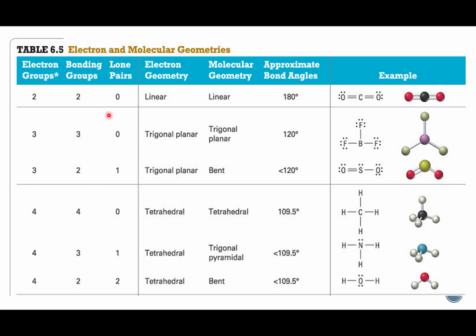Okay. So if we look down here, we use water as our example. That's the last one we looked at. Water had 2 bonding groups, and then water also had 2 lone pairs. So 2 bonding groups, 2 lone pairs. Now we just read this straight across left to right. So the electron geometry is tetrahedral. Molecular geometry is bent. So this table is going to be what helps you to determine electron and molecular geometries.